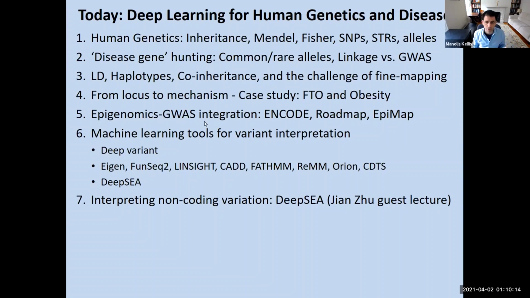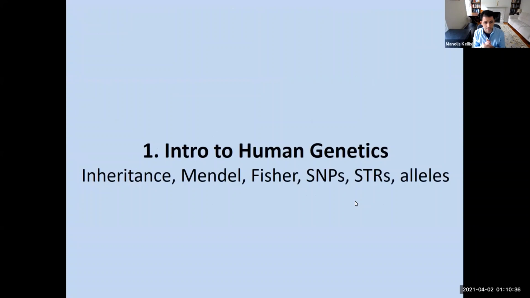Then I'm going to talk about how we associate, at the large scale, genetic variation with epigenomic signals that we have already studied before through ENCODE, Roadmap, and more recently EpiMap. And then some machine learning tools for variant interpretation, including DeepVariant, a large set of predictors for the importance of individual regulatory regions, and then DeepSEA, for which we actually have a guest lecturer. So let's dive right in.